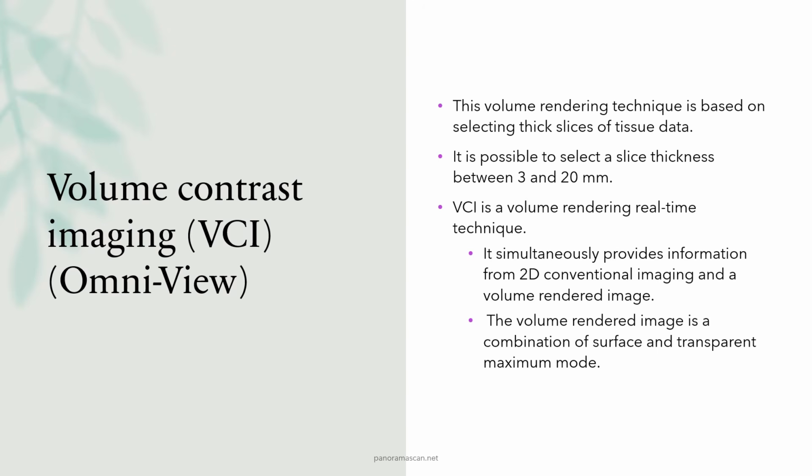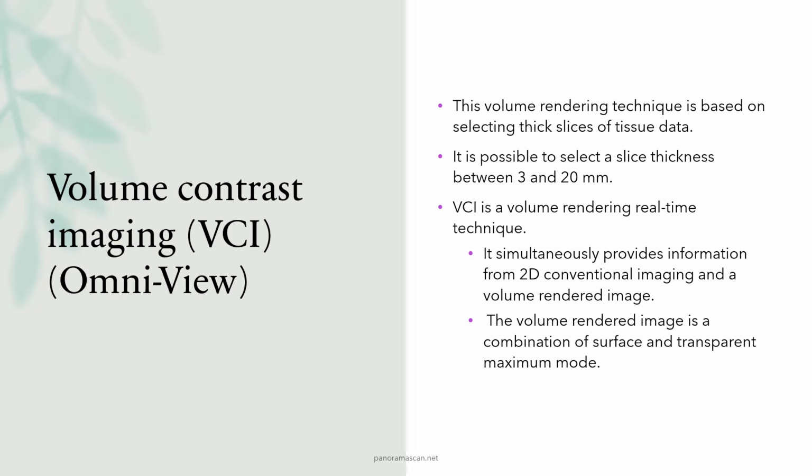It provides simultaneous 2D and 3D or 4D images for better understanding of the anatomy. It allows for adjustable slice thickness to focus on areas of interest. And it also combines surface and transparent rendering for a comprehensive view of the anatomy.